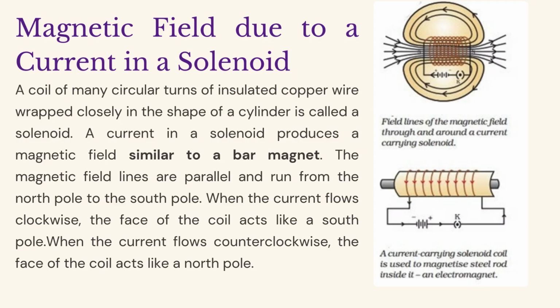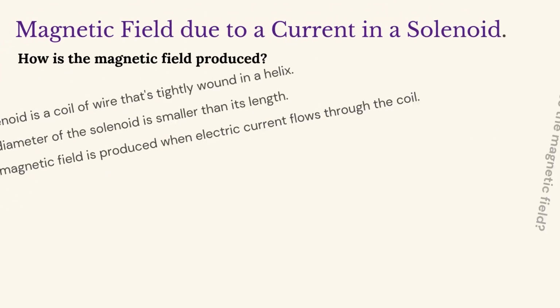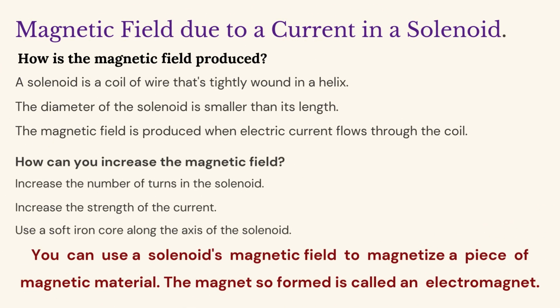When the current flows counterclockwise, the face of the coil acts like a North Pole. How is the magnetic field produced? A solenoid is a coil of wire that's tightly wound in a helix. The diameter of the solenoid is smaller than its length. The magnetic field is produced when electric current flows through the coil.